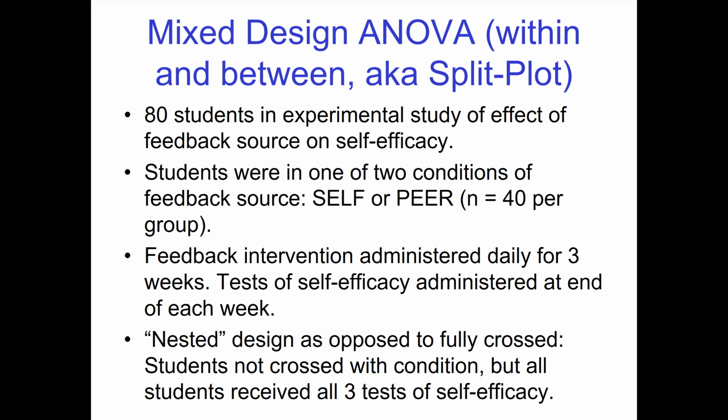And you're going to have students who are randomly assigned to one of 2 conditions of the feedback source. That's your independent between groups variable. And we're going to say they're either getting self-feedback or peer feedback. I'm going to administer the feedback intervention daily over 3 weeks, and you're going to test them on self-efficacy. So that's your dependent variable, self-efficacy. And you're going to measure that at the end of each week, so 3 times.